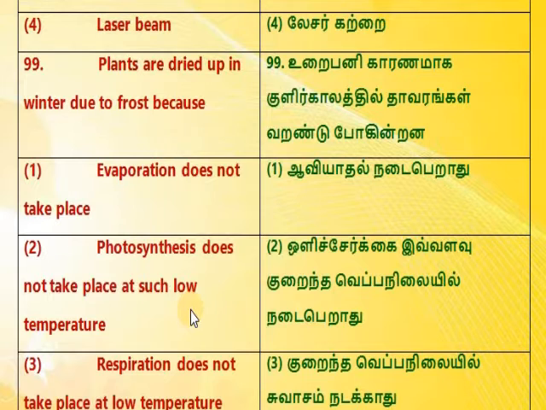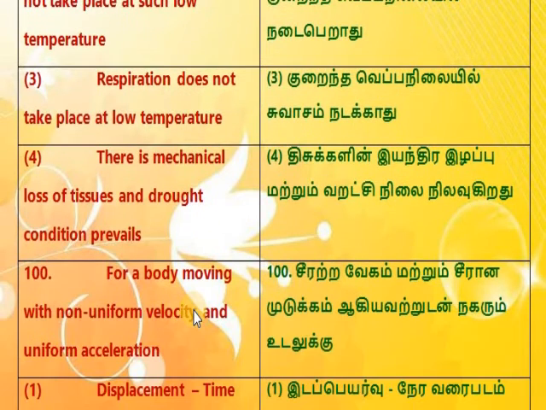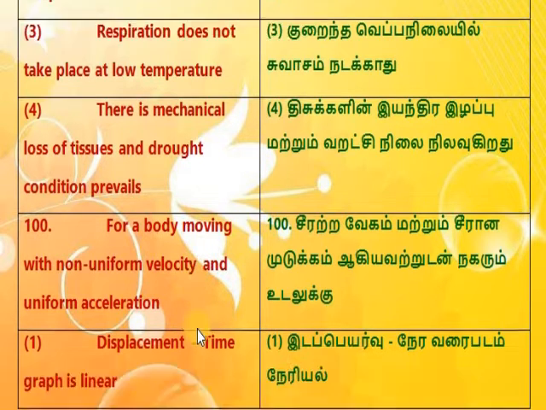99. Plants are dried up in winter due to frost because 1. Evaporation does not take place, 2. Photosynthesis does not take place at such low temperature, 3. Respiration does not take place at low temperature, 4. There is mechanical loss of tissues and drought condition prevails.